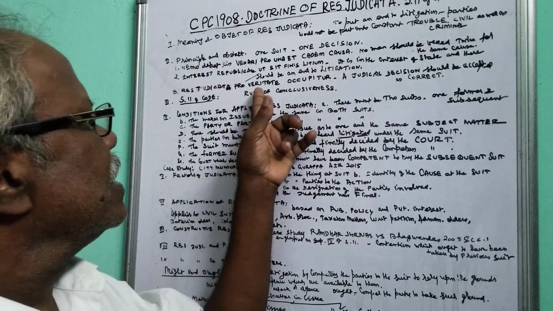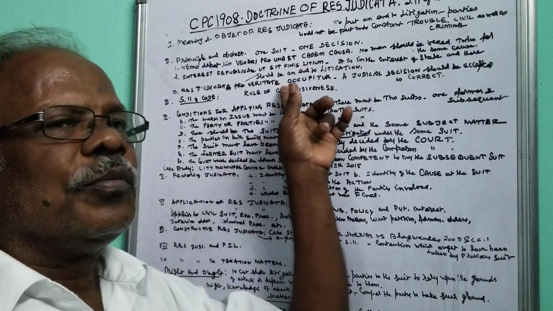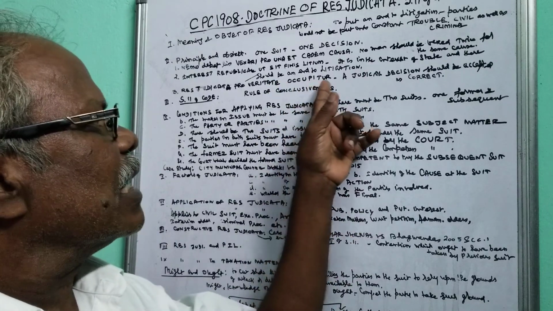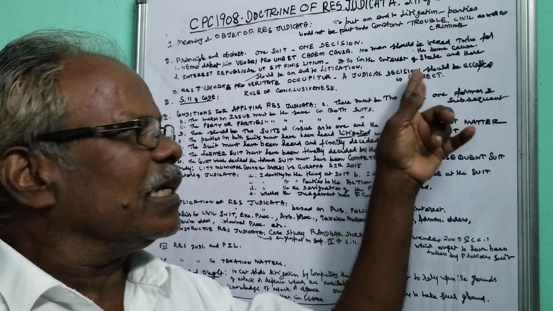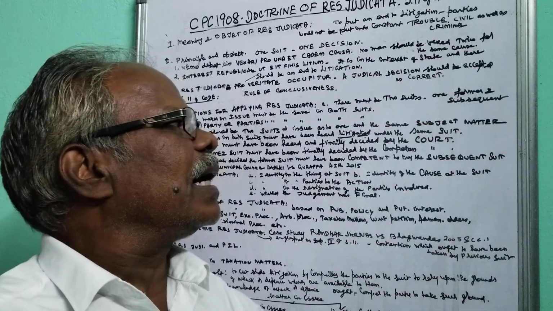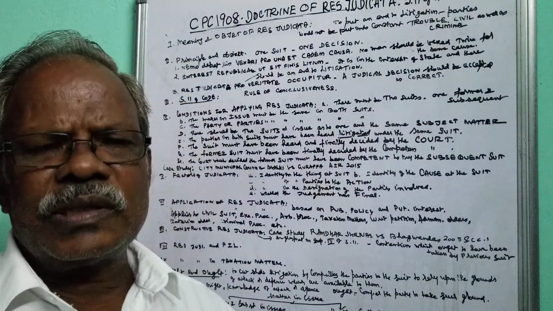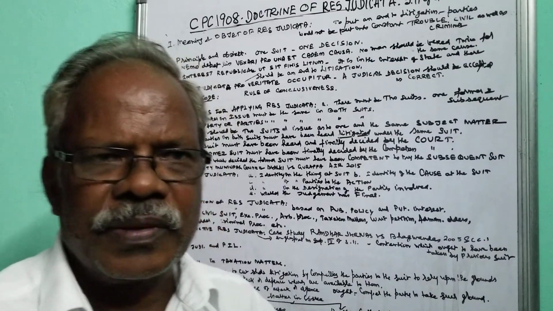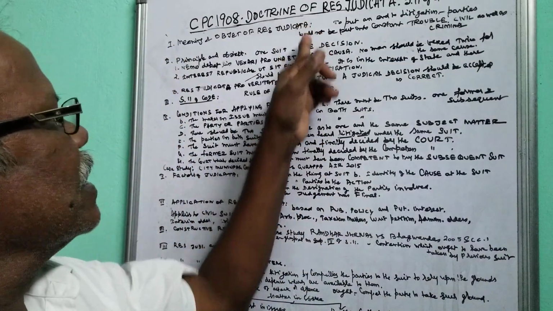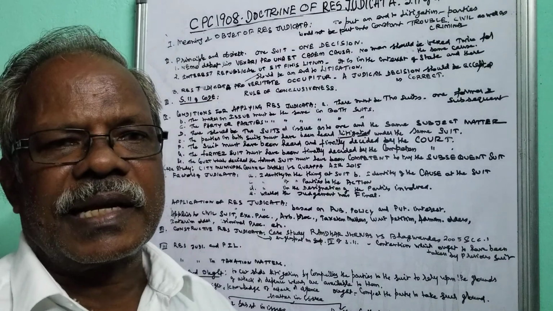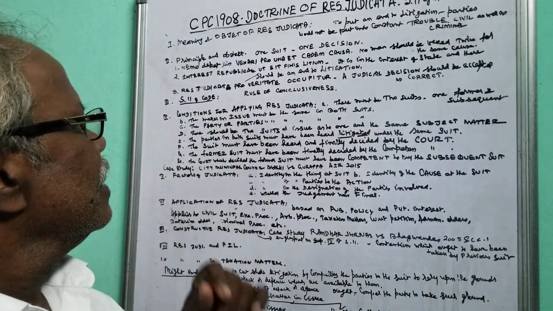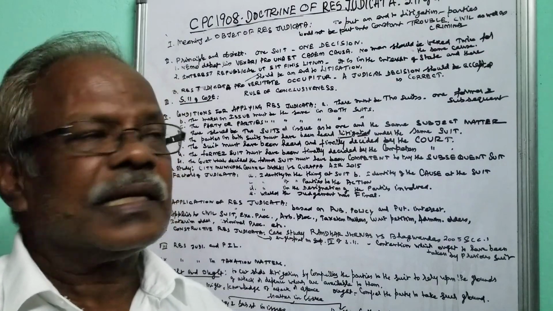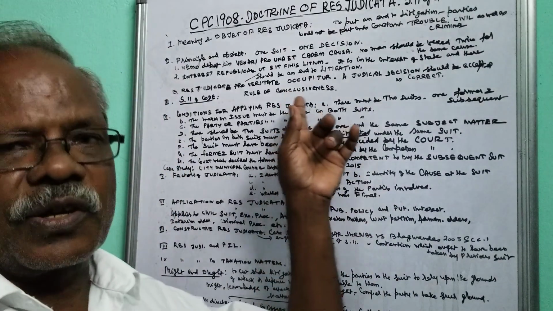Then the third one is res judicata pro veritate accipitur. That means a judicial decision should be accepted as correct. Once a judicial decision has come, it should be accepted as correct. These three principles govern res judicata. Now we will see that section 11 of the code clearly indicates the rule of conclusiveness.